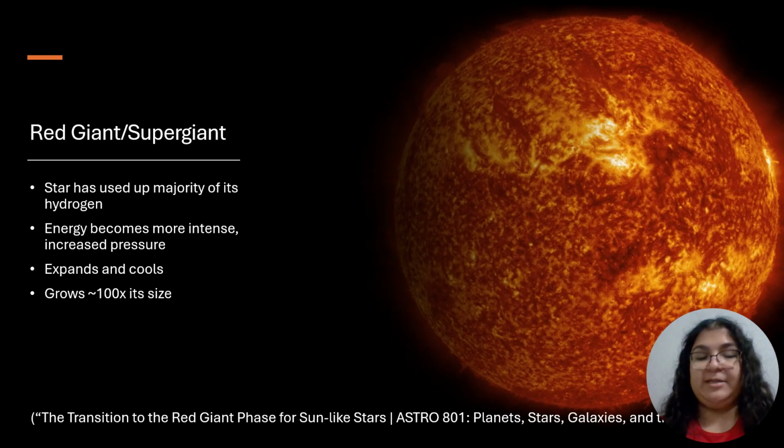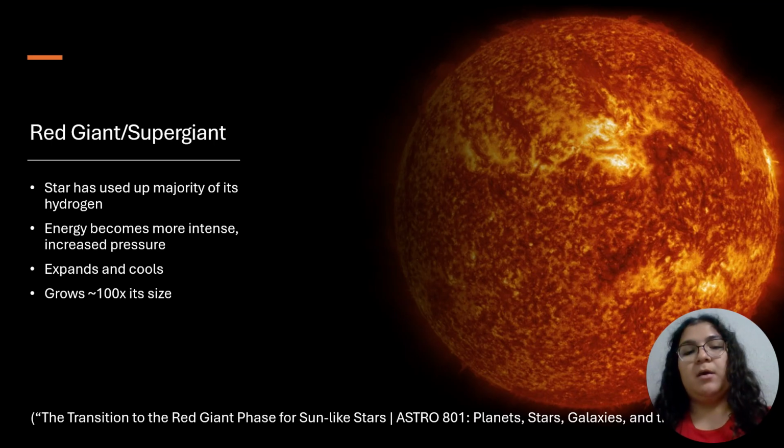So, once a star has used up most of its hydrogen, the stable balance of gravity pushing inward and the pressure of nuclear fusion pushing outwards becomes disrupted. The energy becomes more intense and the pressure increases. As the core contracts, the outer layers expand and cool down. This leads to the star's transformation into either a red giant or a supernova.